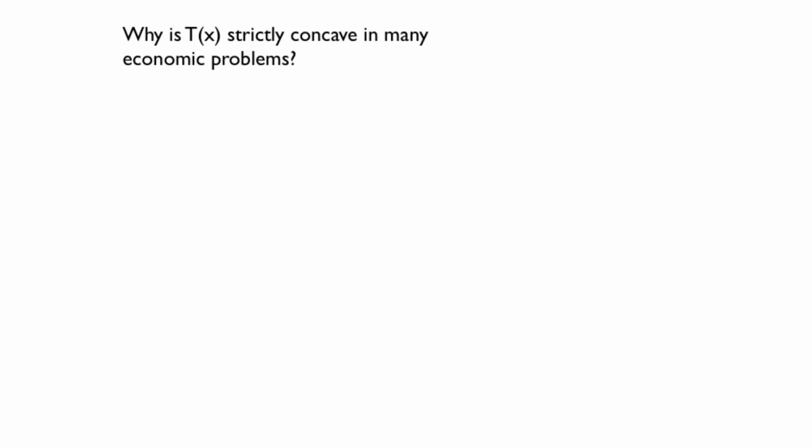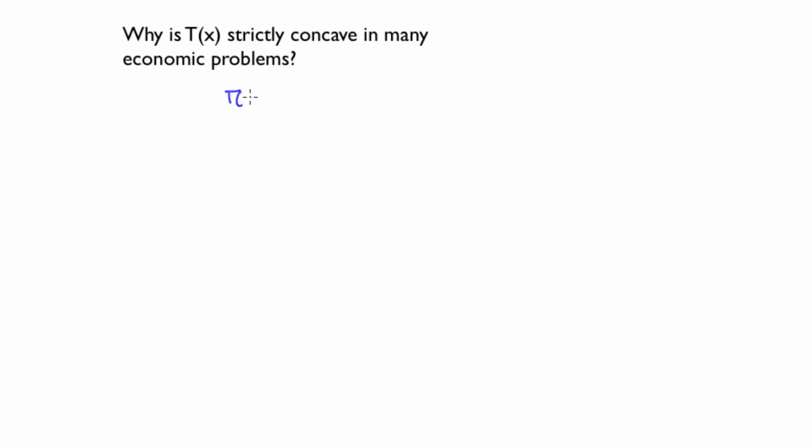Now, you may be wondering, why in God's name would this total benefit function t of x be strictly concave in many economic problems? What does the economy have to do with an inverted bowl or with the second derivative? Bear with me a second. It's actually pretty intuitive once you see what's going on.